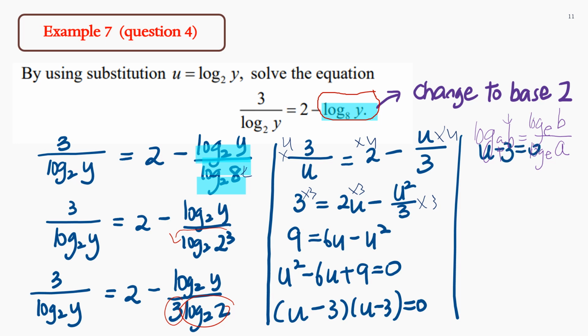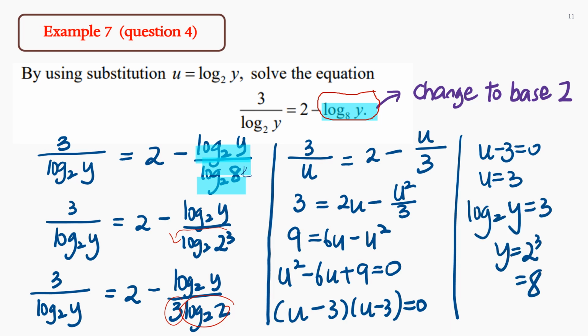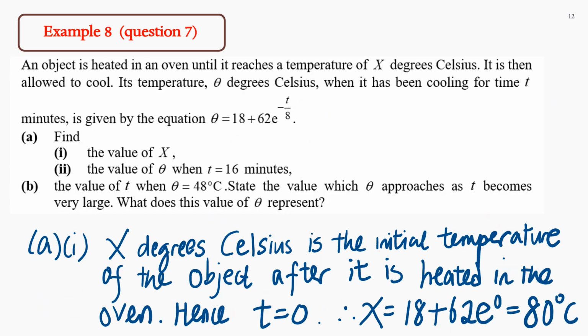Okay, you need to erase all this. Erase, erase, erase, erase. Very, very messy. Alright, so u is equals to 3. And then when u is equals to 3 means log y base 2 is equals to 3. Okay, convert it into index form. So y is equals to 2 to the power of 3 equals to 8. That's how you solve this question 4 or example 7.